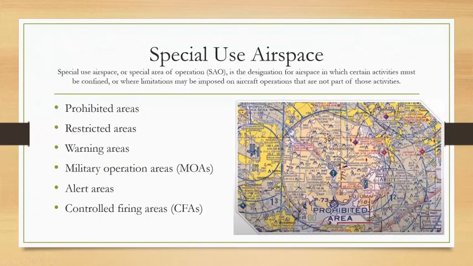So next thing that we kind of look into is what's known as special use airspace, or special area of operation, also known as SAO. This is the designation for airspace in which certain activities must be confined, or where limitations may be imposed on aircraft operations that are not part of those activities. Now, this includes prohibited areas, restricted areas, warning areas, military operation areas, also known as MOAs, alert areas, and controlled firing areas, also known as CFAs, is how they're going to be denoted.